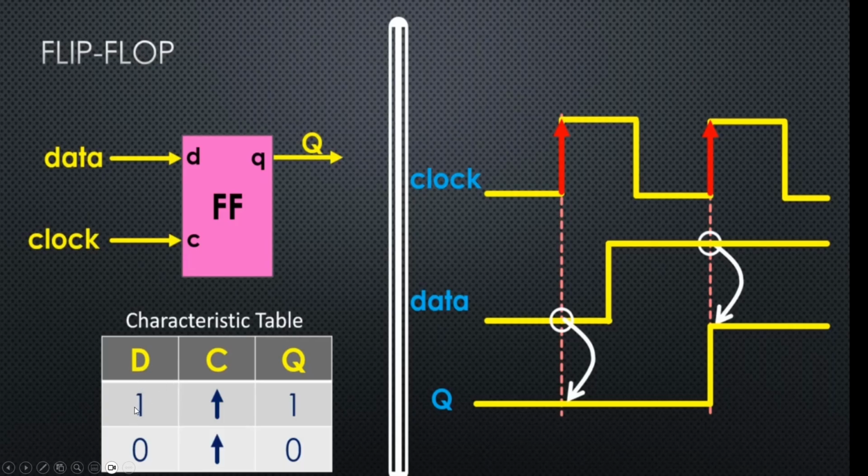When D is 1 at the positive edge of clock, Q is 1. If D is 0 at the positive edge, Q is 0. As you can see from timing diagram, where clock positive edge, data is 0, so Q is 0, and when clock is at positive edge and data is 1, then output Q is 1.